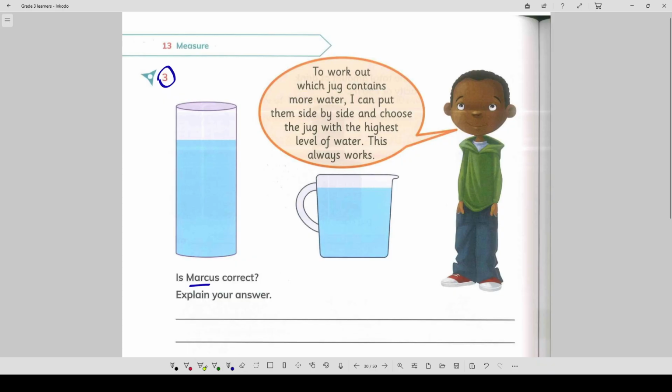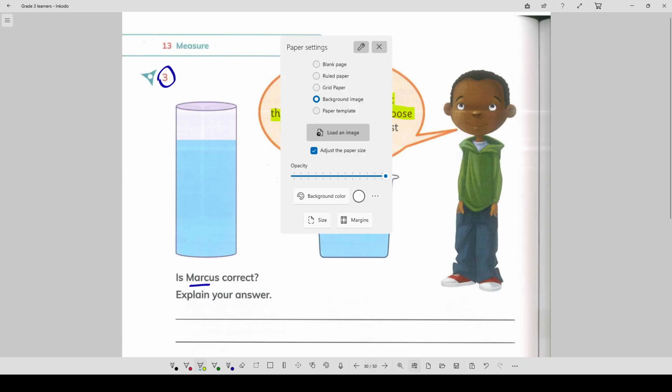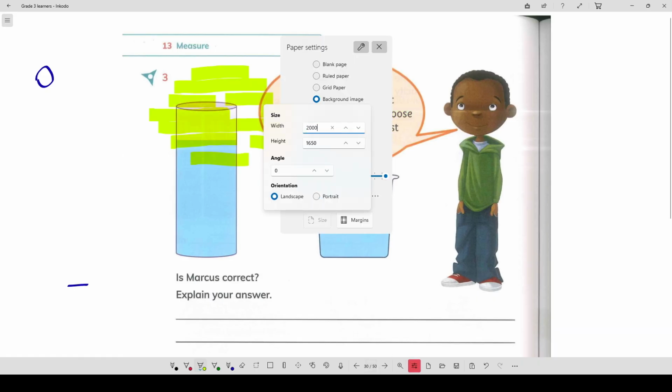We can read carefully. To work out which jug contains more water, I can put them side by side and choose the jug with the highest level of water. This always works. Actually, what does this mean here? It's a very important thing. Look, we can explain it this way.